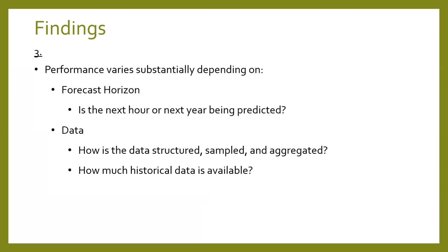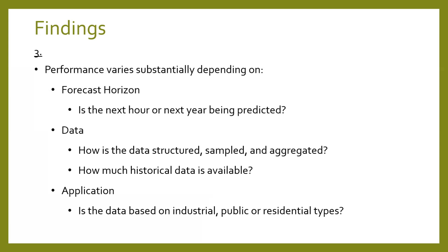This is very impactful on the overall performance, because you can have two models that look the same, but because they are applied differently on different data, they are very different in performance. The last one would be the application. Is it a household, an industrial, or a public building that we are predicting on? So the main conclusion here is that you can't compare all models to each other unless there's a controlled setup where you have the same data inputs, the same forecast horizon, and the data is applied to the same type of building.